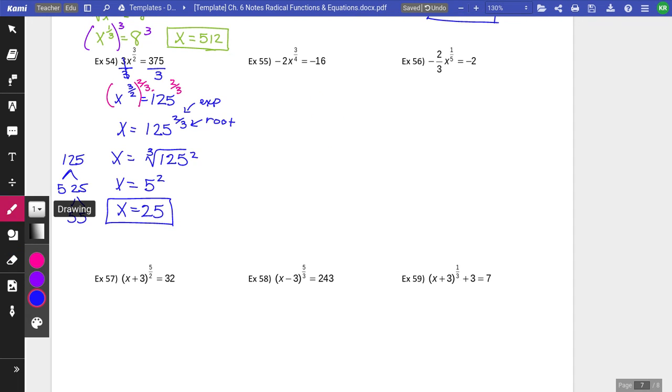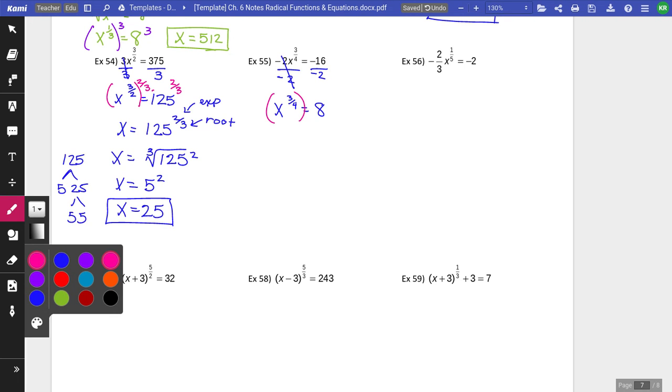Okay, let's move on to the next one. So this one, I'm going to divide by -2, both sides. That reduces. I have x to the 3/4 power equals 8. The reciprocal of 3/4 is 4/3. So take it to the 4/3 power. Since those are reciprocals, they're going to cancel each other out. They reduce to 1. So I have x equals 8 to the 4/3 power.